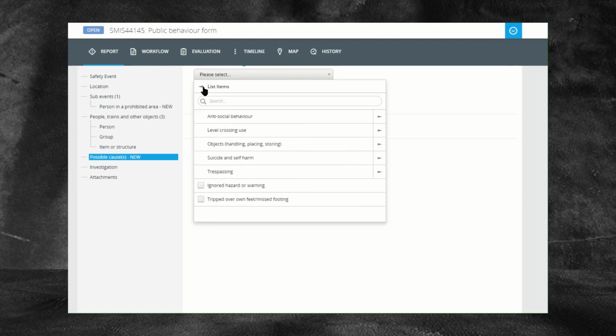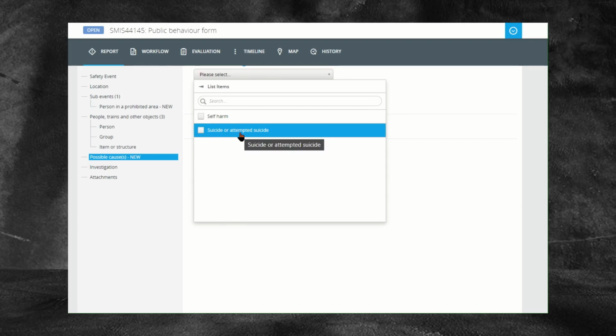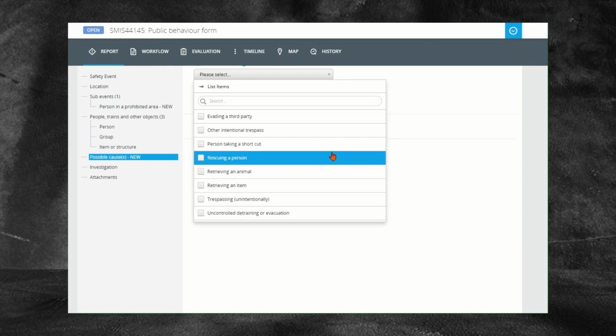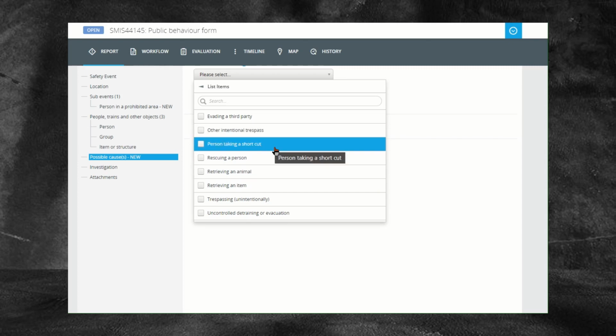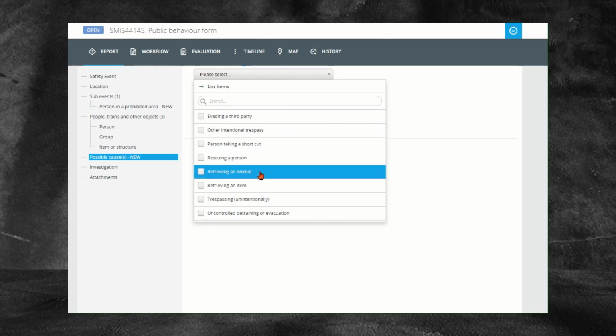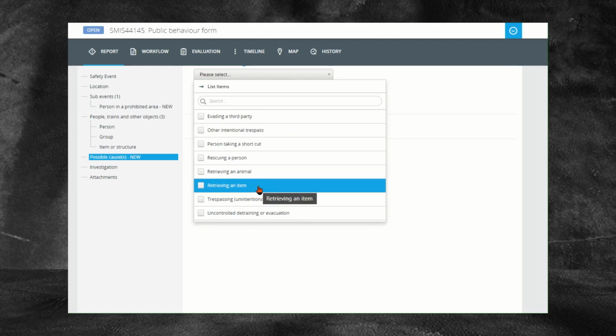Then if we go back to this level, some of the other common ones for person in prohibited area are suicide or self-harm, with the suicide or attempted suicide being another common cause. And then finally, we have trespassing. So within this group, some of the common causes are person taking a shortcut, evading a third party, and finally retrieving an item. So they're some of the common causes for person in prohibited area.